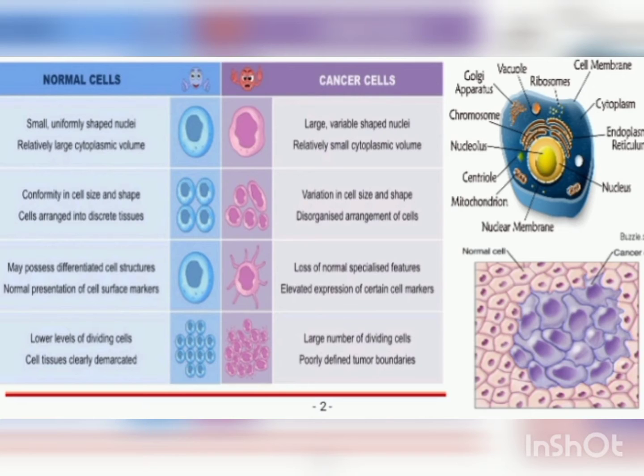Now we are discussing normal cells and cancer cells. Normal cells have small, uniformly shaped nuclei and relatively large cytoplasmic volume. On the other hand, cancer cells have large, variable shaped nuclei and relatively small cytoplasmic volume. In contrast to normal cells, cancer cells do not stop growing and dividing. This uncontrolled cell growth results in the formation of a tumor.